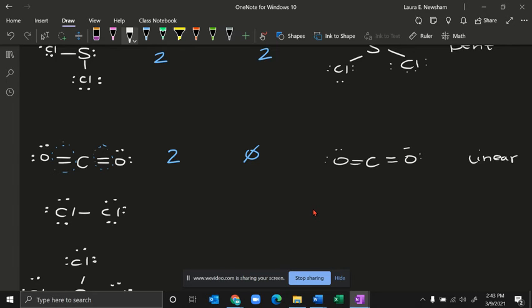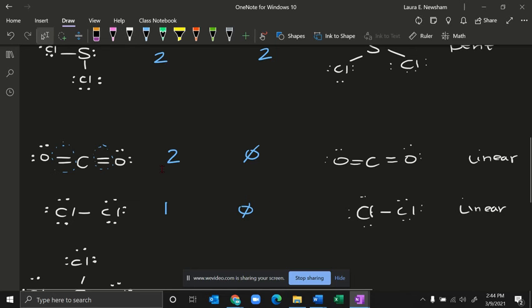So sometimes in a linear, you will have 2 bonded atoms. But you'll notice right here at chlorine, there is only one bonded, still no lone pairs. And this is also linear. So linear, again, can be 3 atoms total, or it can be 2 atoms. This is also linear. You can see that it's in a line.